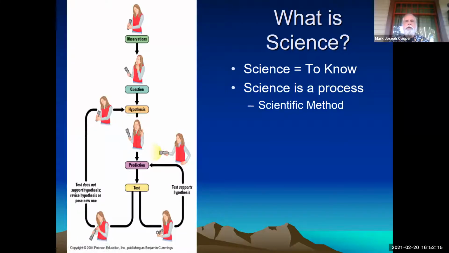All right, so biology is a science, and so let's talk about what a science is. The word science actually means to know, and it is a process, and we call that process the scientific method. And then on the left here, you can see we have a diagram of some of the things that go through the scientific method.